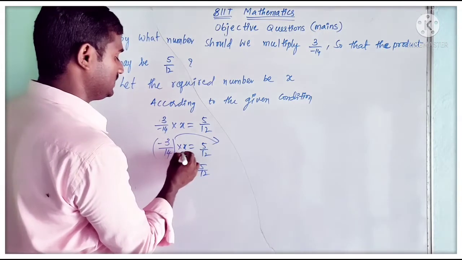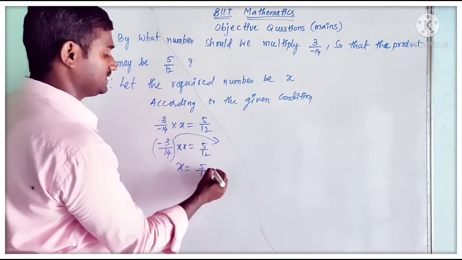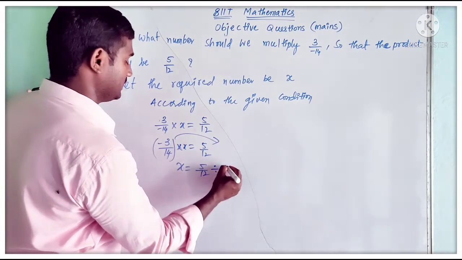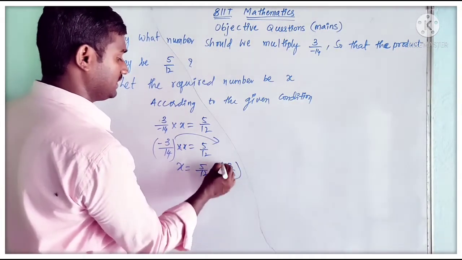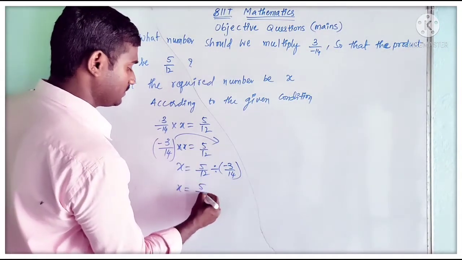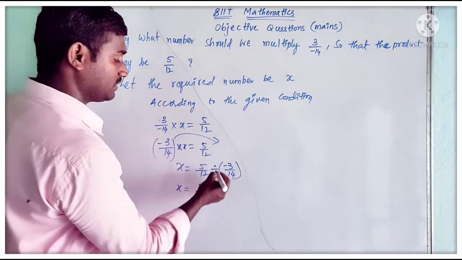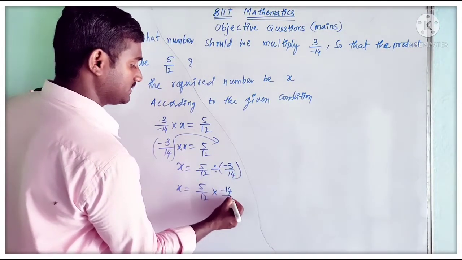So between these two, what is the relation we have? Multiplication. If you're transposing to the right side, it becomes division. Minus 3 by 14. So when we are dividing, we take the reciprocal. The reciprocal of minus 3 by 14 is minus 14 by 3.